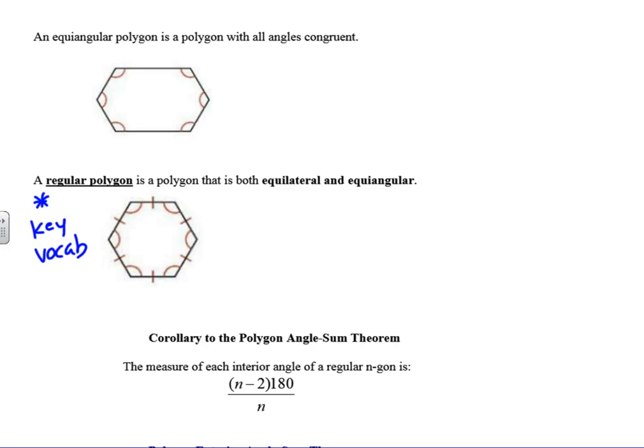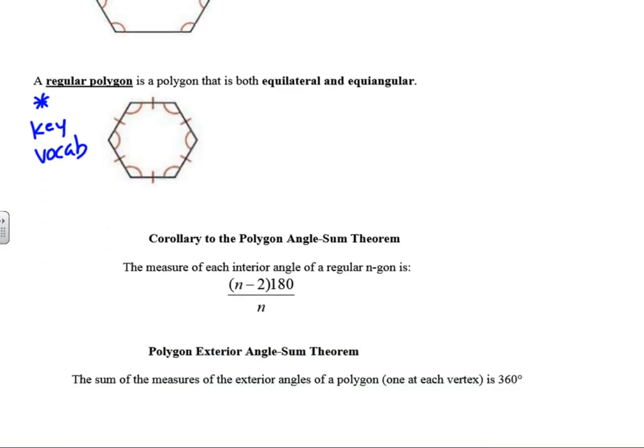So if you want to find one angle, then you divide the sum by the number of sides, where n is the number of sides. So for example, let's take one that we know. Let's say we have an equilateral triangle.